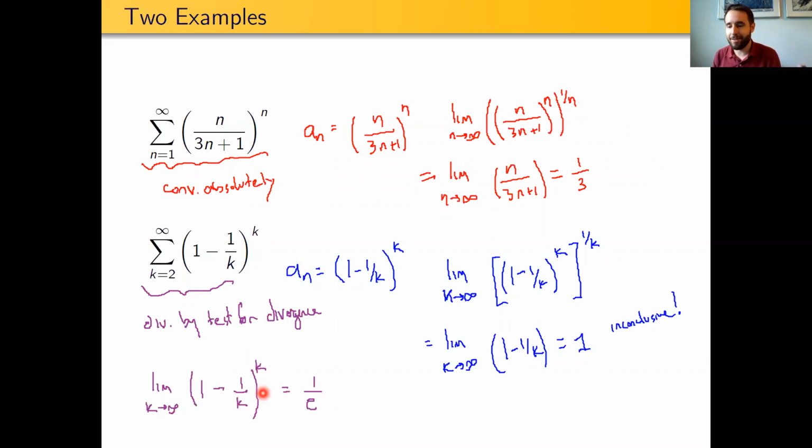I encourage you to dust off your old Calc 1 skills, your L'Hopital skills, and to try to give that an honest effort, just for fun. What we'll see is that this limit actually does indeed converge to 1 over e. So these individual terms are not going to 0. They're going to some small fraction, but not 0. And so the overall series must diverge. Fun side adventure there.